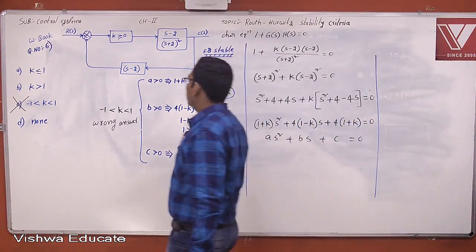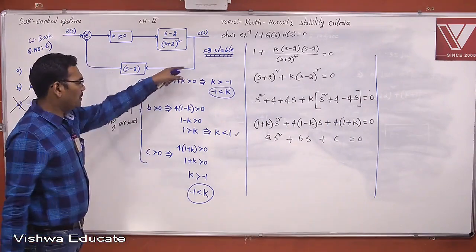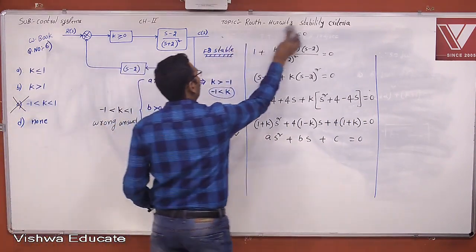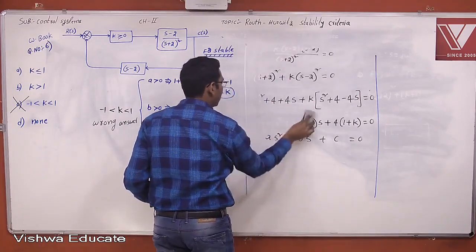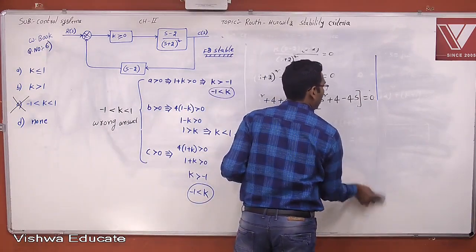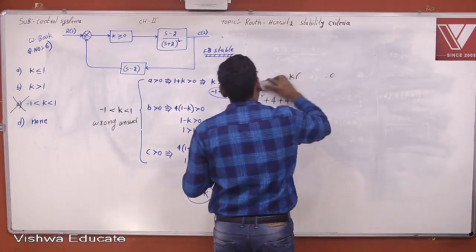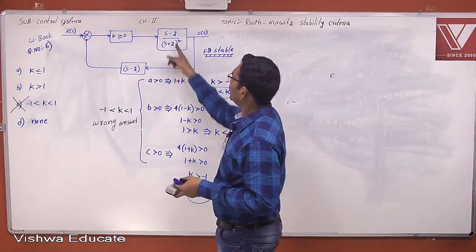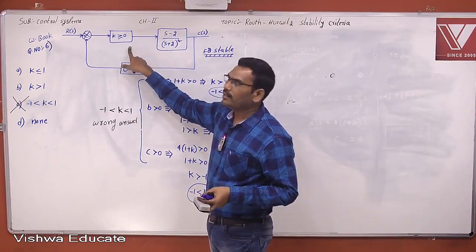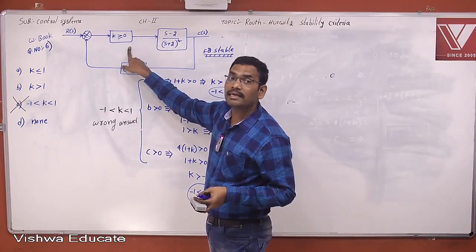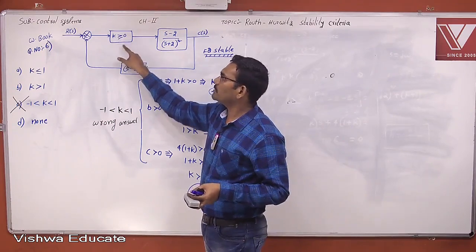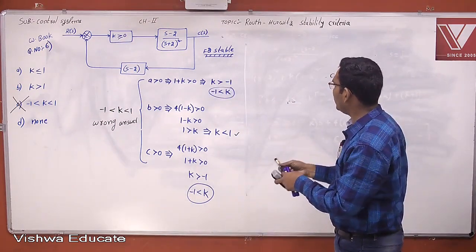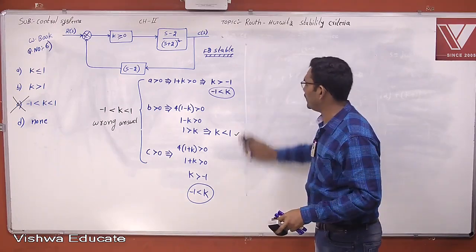Yes, for a stable system this should be the condition. Yes, 100% it is acceptable. Whatever method you are using is 100% correct, but the answer is wrong. Why? You cannot go for this. In the question it is mentioned that the system gain k is greater than or equal to 0. This is already given in the question, so you don't change that.